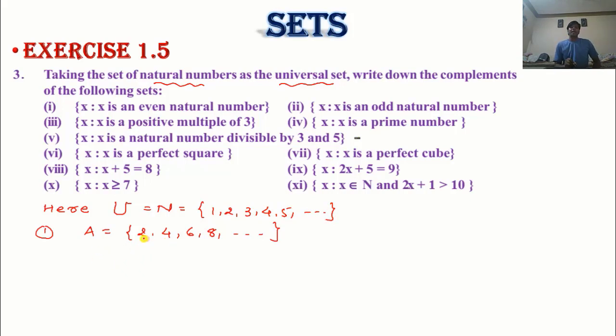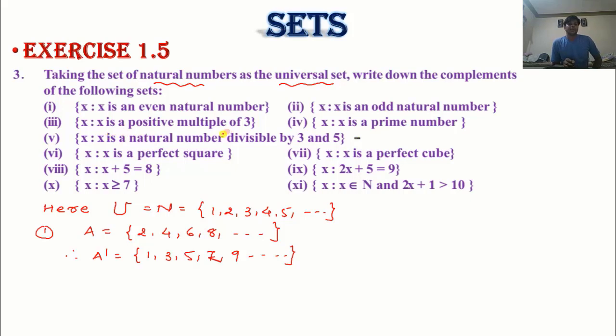Okay, so eliminate the elements of A from U. So you can remove all these even numbers. So what is left? 1, 3, 5, 7, etc. So that will be A complement. Therefore A dash equals 1, 3, 5, 7, 9, etc. Okay, in the same way, now we will see the third one.